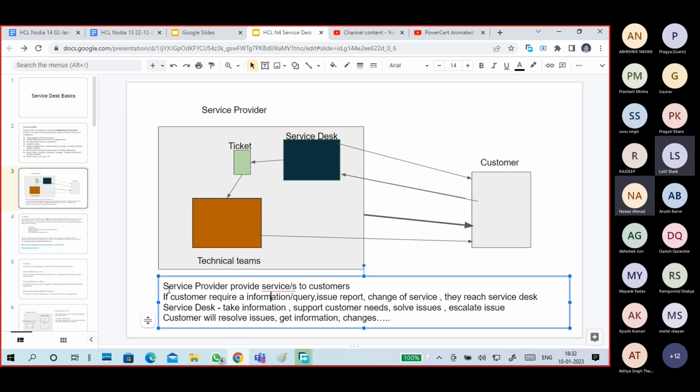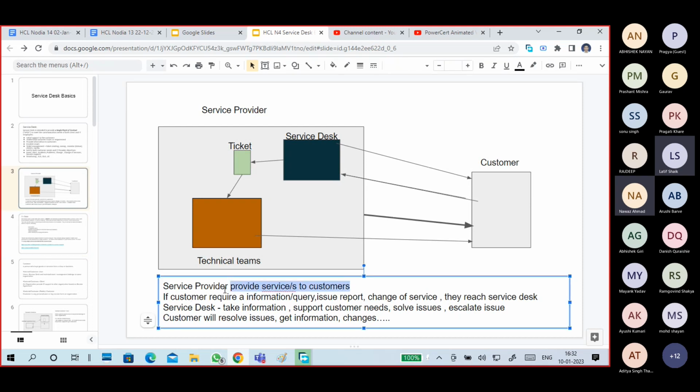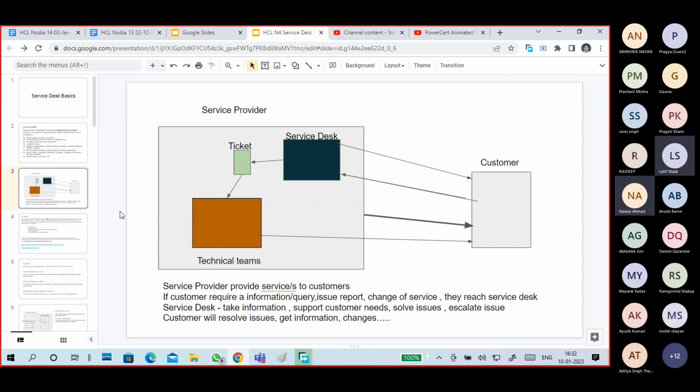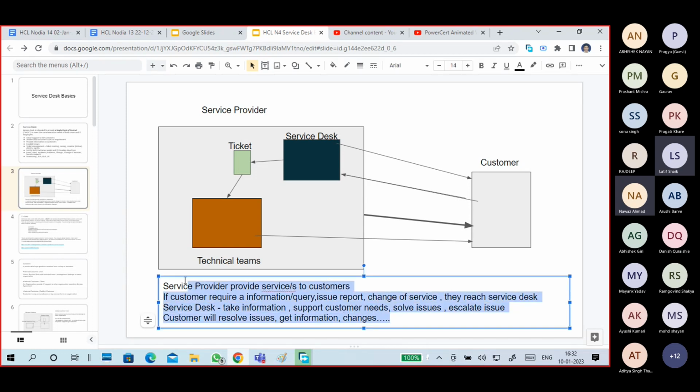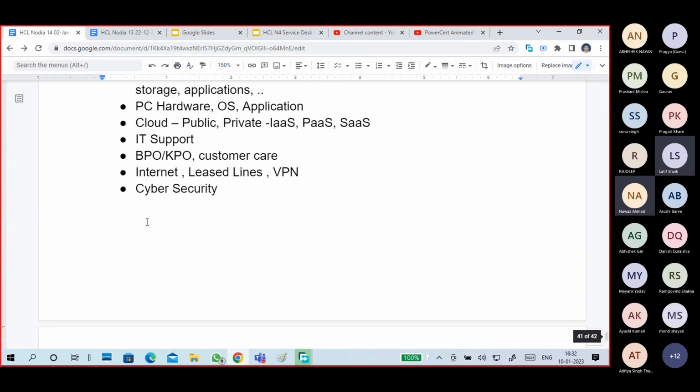So here it is. You can see a service provider provides a service to the customers, and if a customer requires information or a query, reports an issue, or wants a change of services, they reach the service desk. The service desk takes the information, supports customer needs, resolves the issues, and escalates the issues. The customer gets the issues resolved and gets information and changes. So whatever the customer wanted, he will get as per the information.